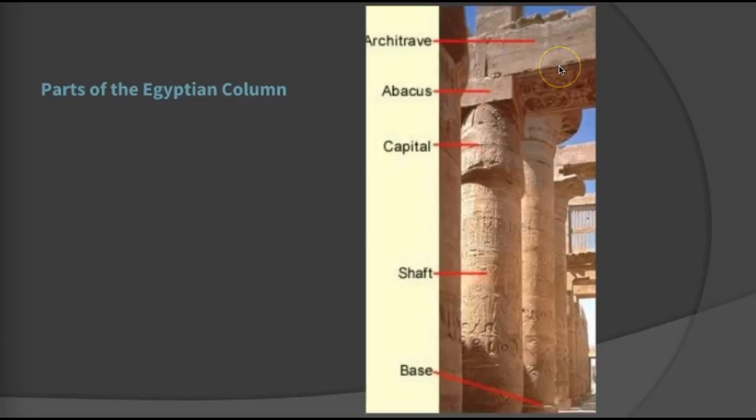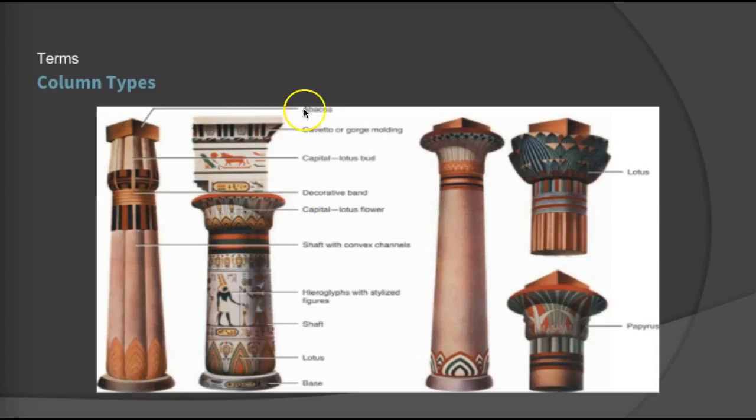So going back a little bit, here we have sort of a lotus bud capital. We have this sort of fluted shaft with convex channels. And then we have a base here, lotus motifs at the bottom. And then there's that abacus. So here on this next column over, we have the abacus, and we have this architrave beginning. So this would carry on over to another column. So it would create a portal, if you will.